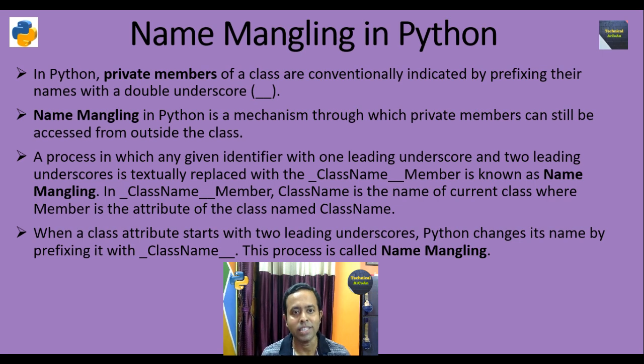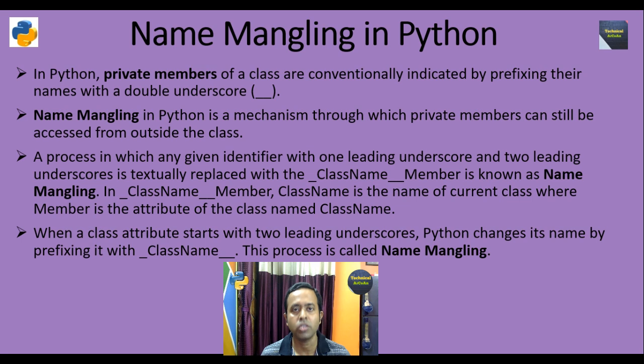In underscore class name double underscore member, the class name is the name of the current class and member is the attribute of the class named class name, right? Suppose, for example, the class is Student and the private member is A, then we can call it in this way: underscore Student double underscore A. When a class attribute starts with two leading underscores, Python changes its name by prefixing it with a single underscore, the class name, and then a double underscore. This process is called name mangling.